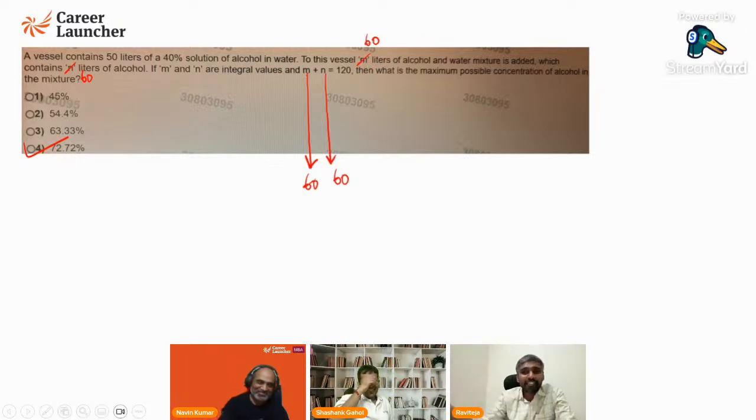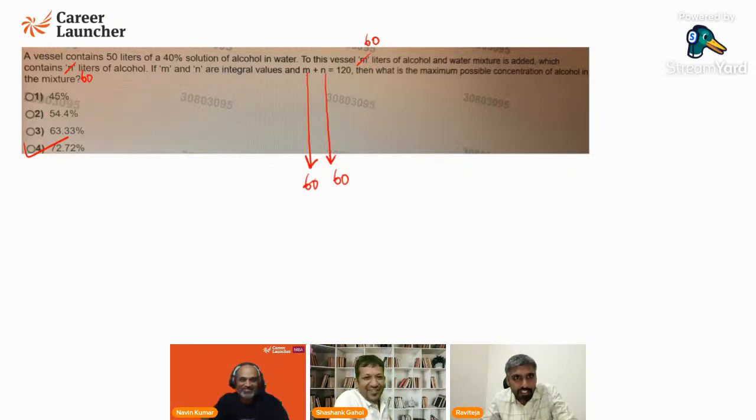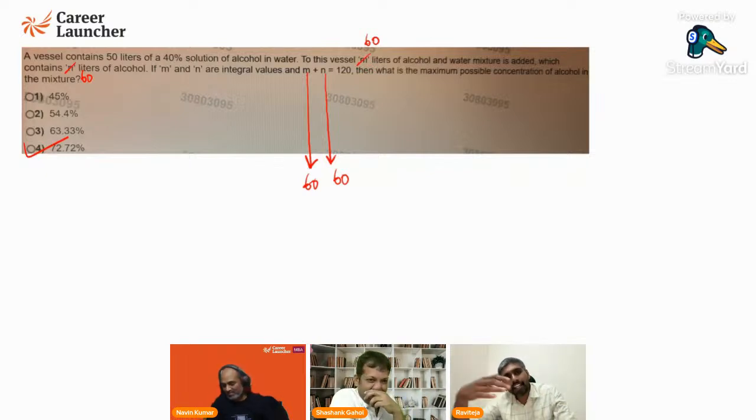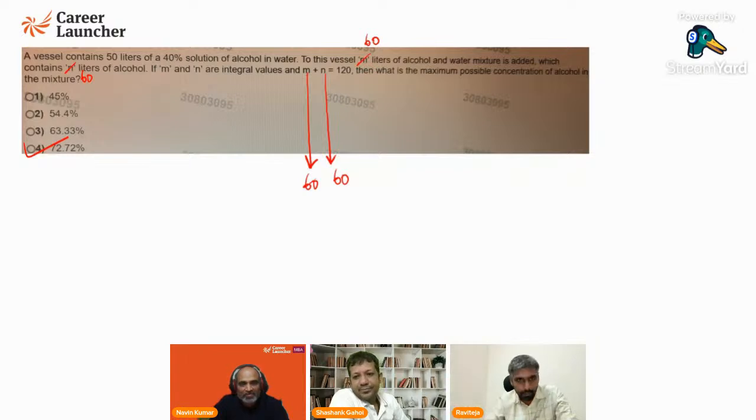If we had started with 5,000 liters of alcohol and m plus n would be 120,000, everything ratio wise is the same. Even if in that case you take m and n with a difference of 2, then you will find that the value will always be tending towards 72.72 and it is never going to cross 72.72, right?